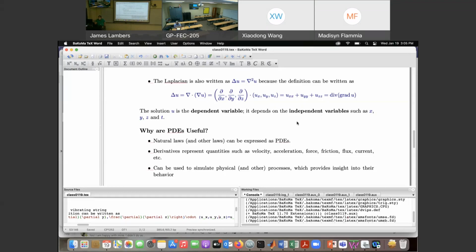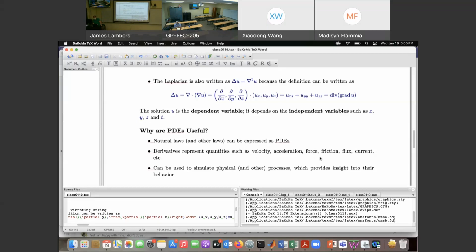And the derivatives that you see in these PDEs have certain physical interpretations, such as, of course, if u represents position, then you know that the derivative of u with respect to time is velocity. The second derivative is acceleration, and so on. And so all of these kinds of terms come up in our PDEs.